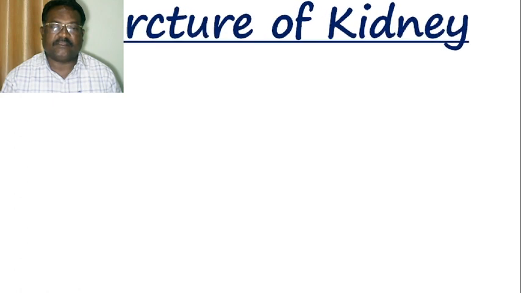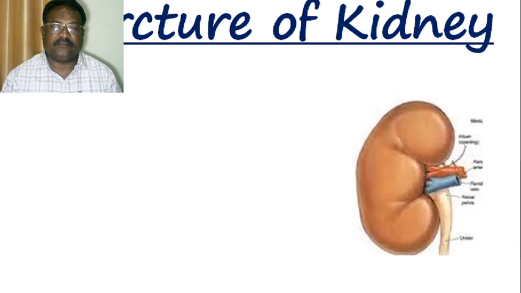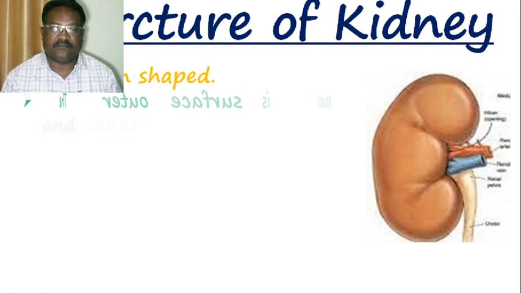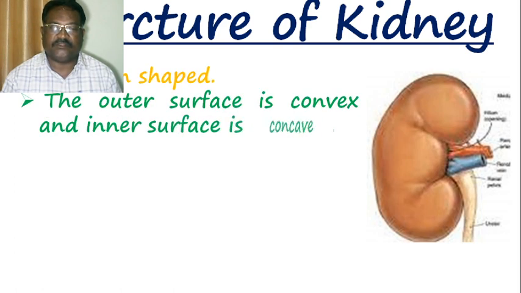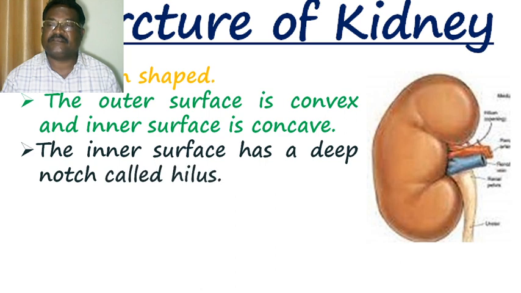You know that the kidney is one of the principal organs for excretion in our animal body. Now this is the picture of the kidney. It is a bean shaped structure. The outer surface is convex and the inner surface is concave. The inner surface has a deep notch.